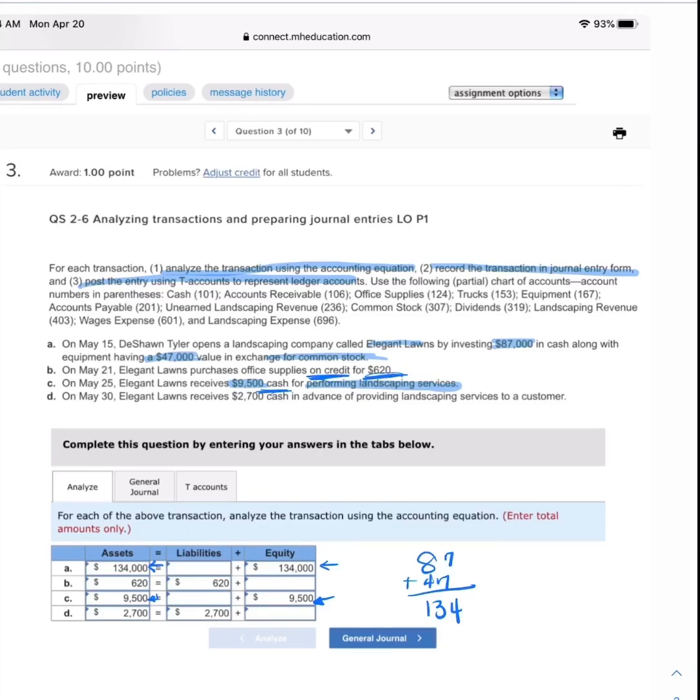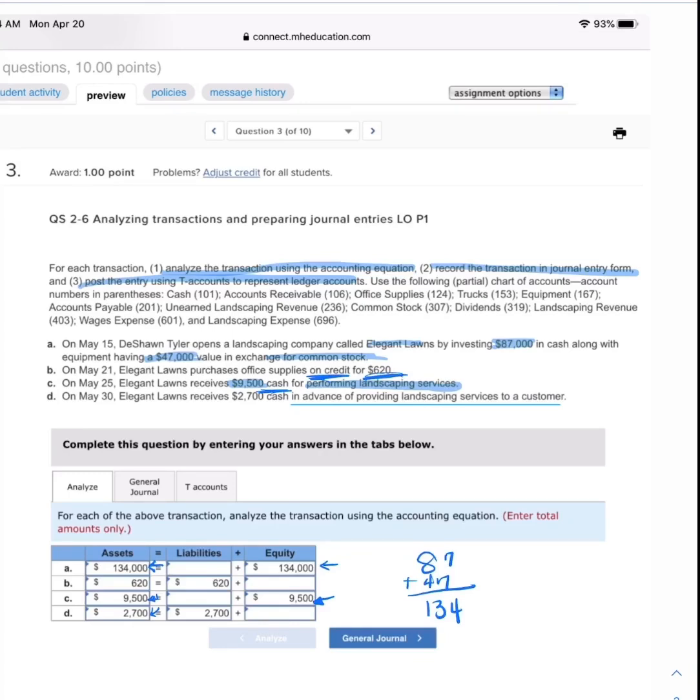Now, on May the 30th, Elegant Lawns receives $2,700 in cash in advance of providing landscaping services. So, we received the cash. Did an asset increase? Yes. What asset? Cash. So cash is increased by $2,700. But because we have not yet earned the money, because we have not provided those landscaping services, we do not have revenue. Instead, we have a liability.